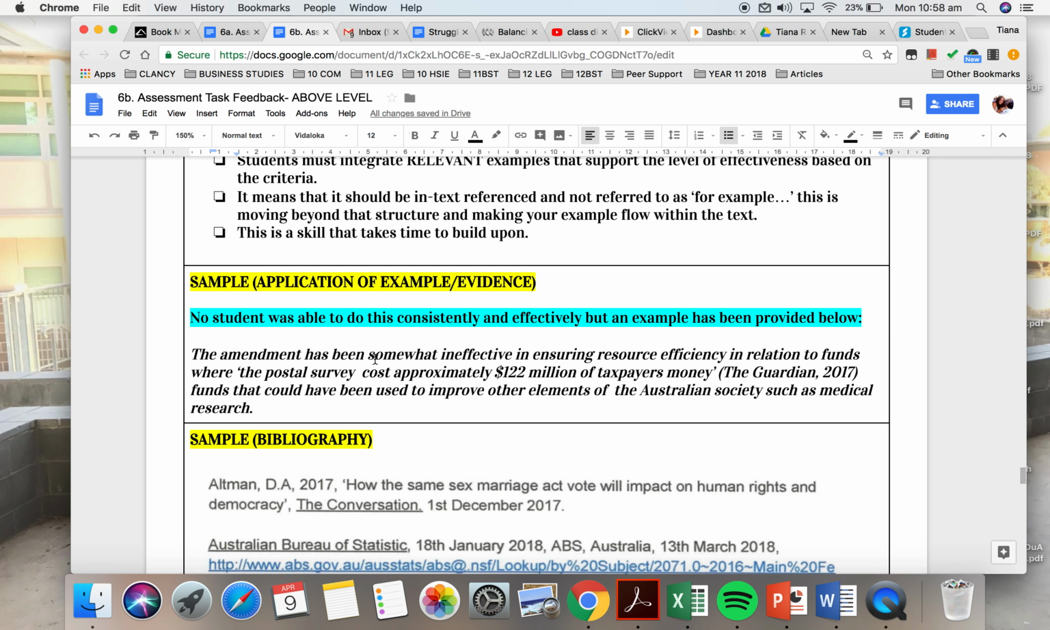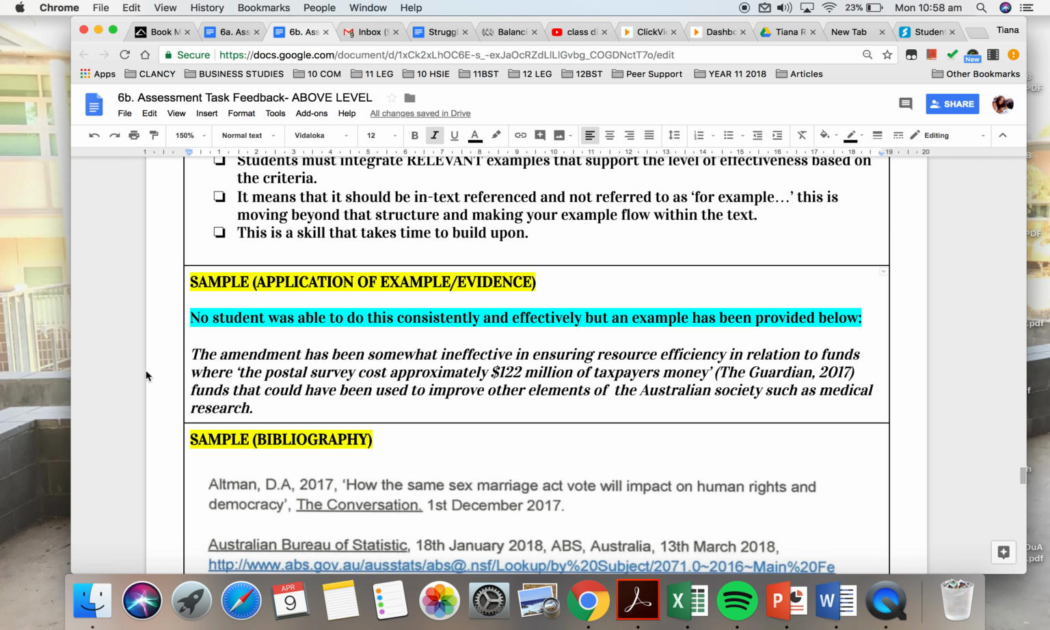So the amendment has been somewhat ineffective in ensuring resource efficiency in relation to funds, where the postal survey cost approximately $122 million of taxpayers' money. And I've in-text referenced The Guardian 2017. Funds that could have been used to improve other elements of the Australian society, such as medical research.